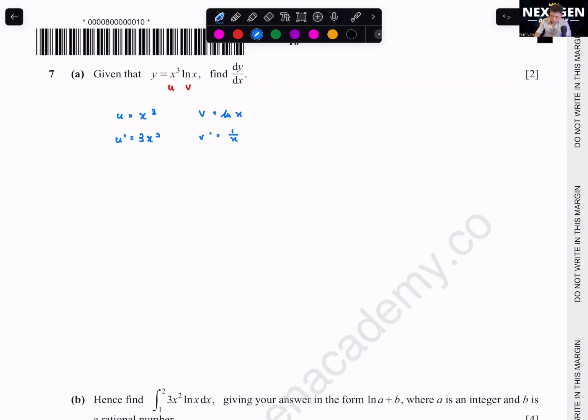Okay, try your best, remember, to always write it down like this first so it's easy for you to check back. I know some of you will straight away just write into the formula, which is not wrong, but this is the way that I prefer to do. Okay, so we're going to do a product rule here. Product rule is uv prime plus vu prime. Okay, uv prime, x cubed times 1 over x plus ln x times 3x squared.